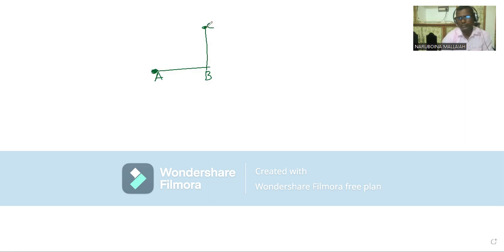I have two ways. First, I go to B, then B to C. First I go in this direction, the east direction, and again I go in the north direction and reach the point C. This is one path. Or another path is that I go directly to the point C, the shortest distance, a shortcut. This is AB plus BC.